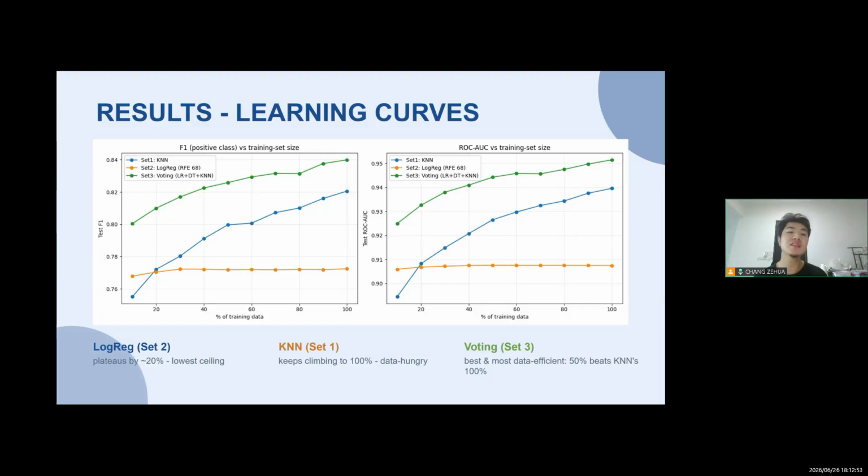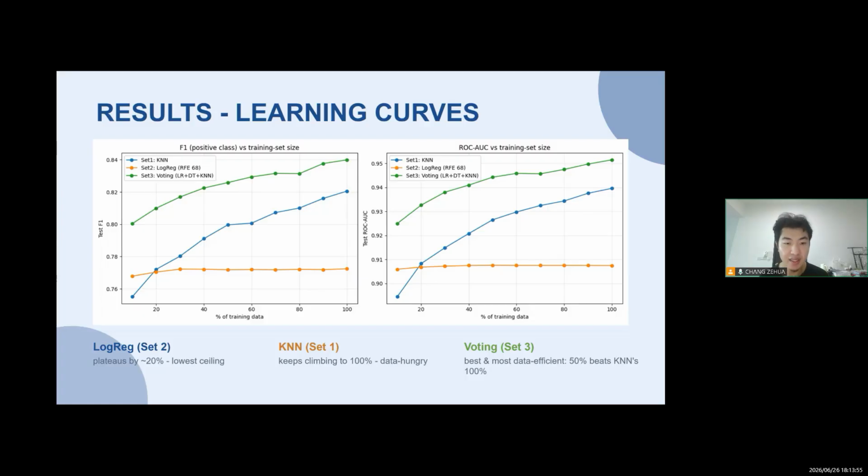Here are the learning curves, and the key finding is that more data doesn't help every model equally. Logistic regression, the orange line, plateaus almost immediately, by around 20% of the data. As a linear model, it has the lowest ceiling. KNN, the blue line, is the opposite. It's the most data hungry, still improving even at 100%. And the voting ensemble in green is the strongest at every training size, and also the most data efficient.